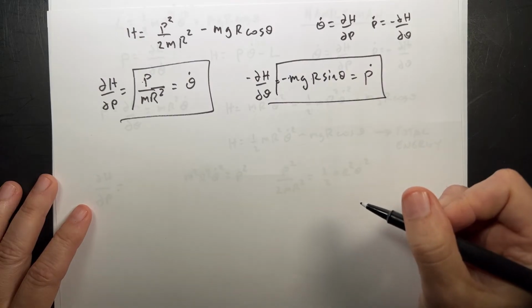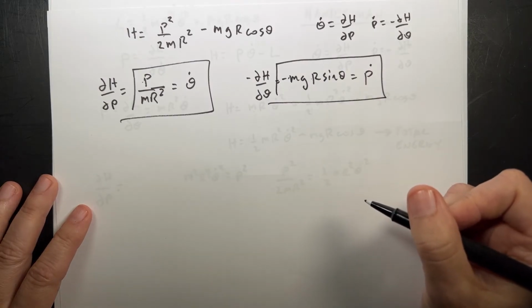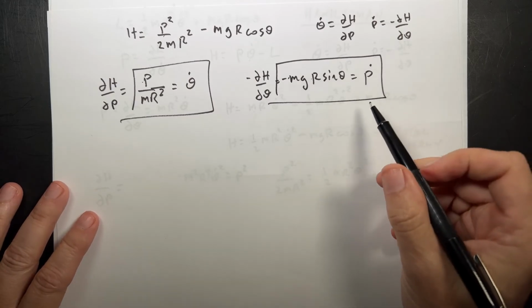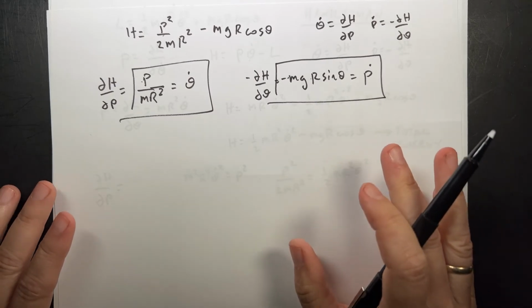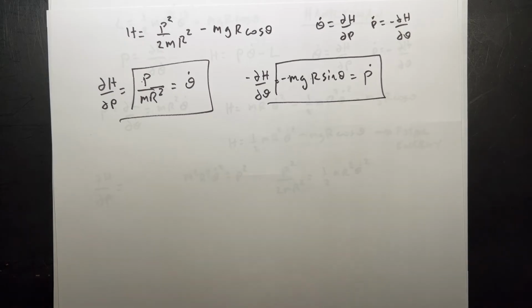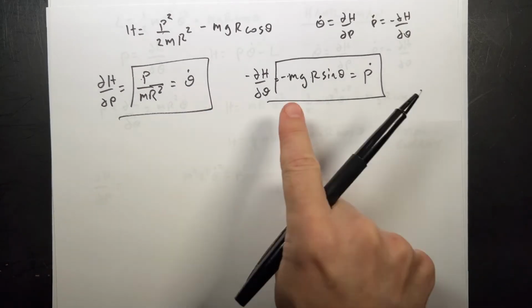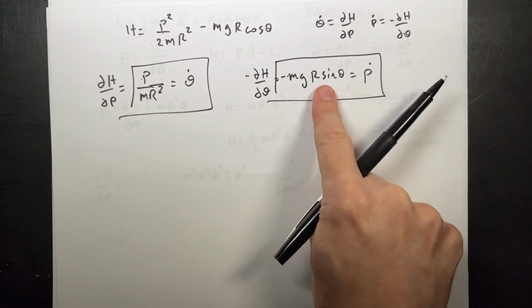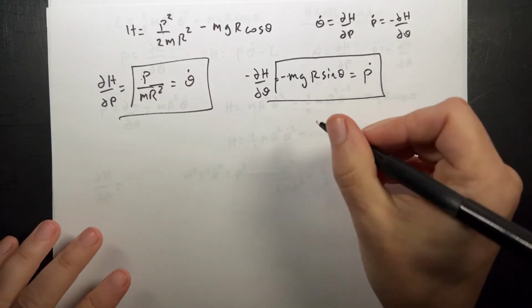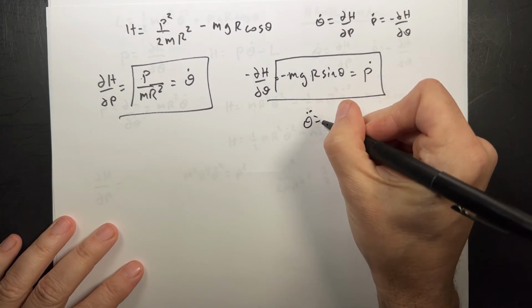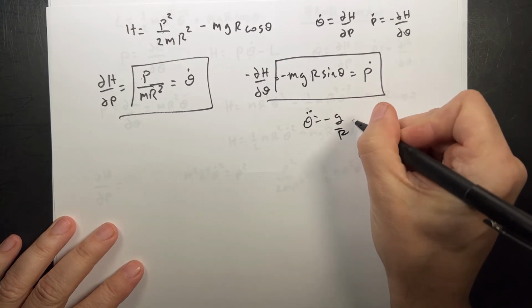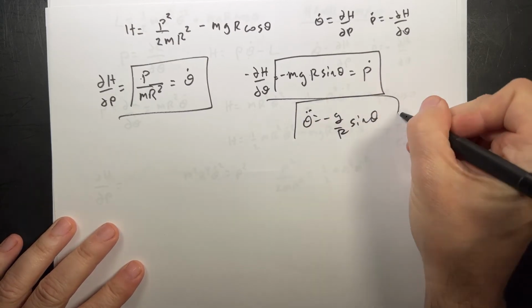Just double checking my notes because sometimes I make mistakes. Theta dot, got it. Okay. So we're done, because if you wanted to, you could take the second derivative of this and you get a p dot, and you can plug in this and you get back to the same equation. The same theta double dot is negative g over r sine theta. Okay, you can get back to that.